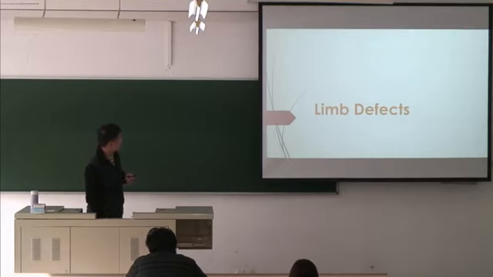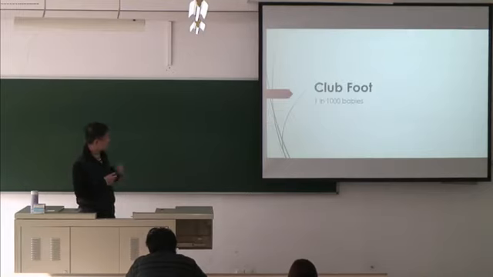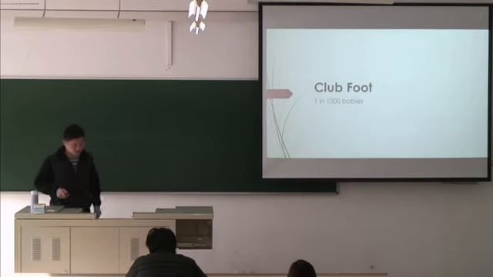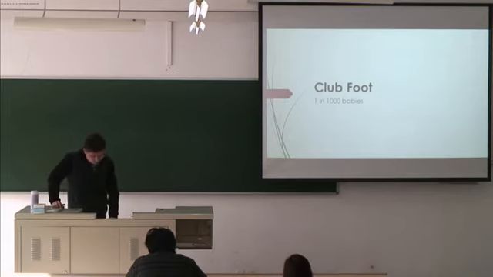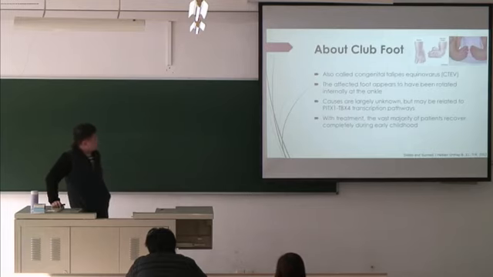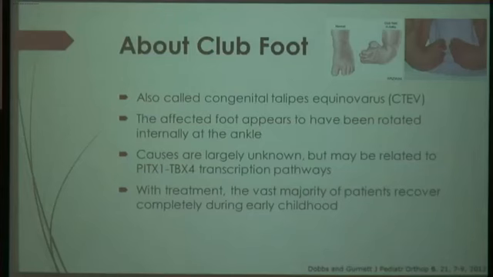It's related to the limb, and the most common one is called club foot. It occurs in 1 in every 1,000 babies. So, some information on this club foot. It's also called congenital talipes equinovarus, or CTE.